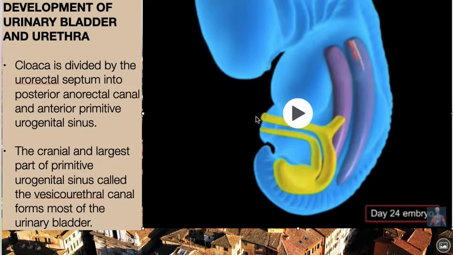So you can see over here that the cloaca is divided by this urorectal septum into a posterior anorectal canal and an anterior primitive urogenital sinus. The cranial and the largest part of the primitive urogenital sinus is called the vesico-urethral canal and basically forms the urinary bladder. Now continue seeing the video.